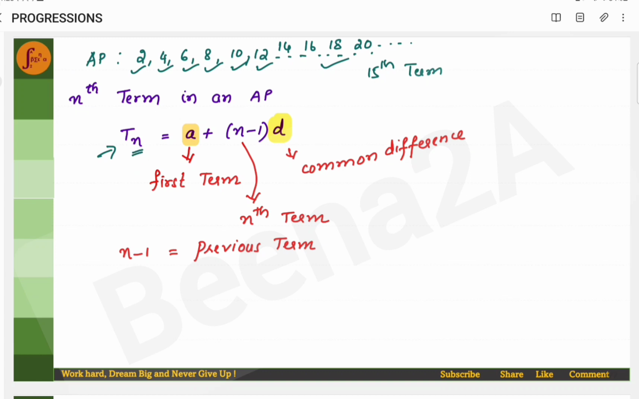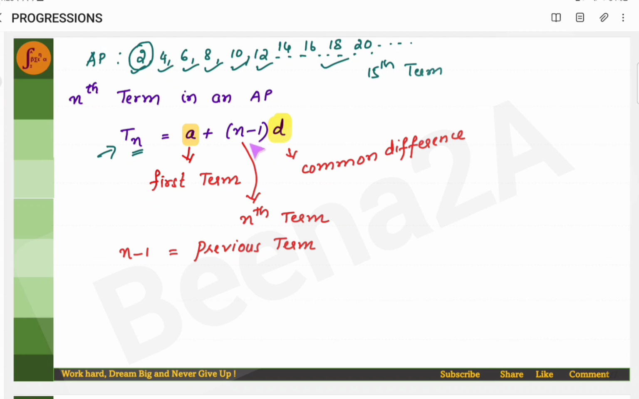N can be anything, right? N can be first term, second term, third term, fourth term. So it can be anything. That's why we call it n. N can denote any term. So nth term is equal to a plus (n minus 1) into d. What is a? A always denotes the first term in the sequence. Now in this sequence, what is the first term? It is 2, right? 2 is the first term.